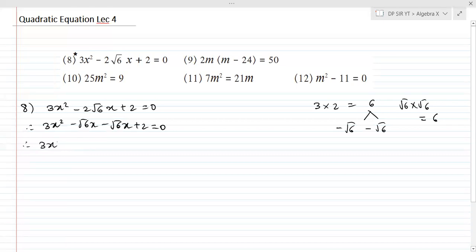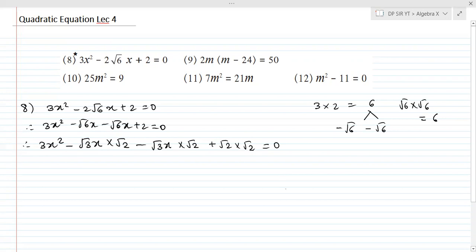Therefore, 3x square minus root 3x into root 2, minus root 3x into root 2, plus root 2 into root 2 is equal to 0.